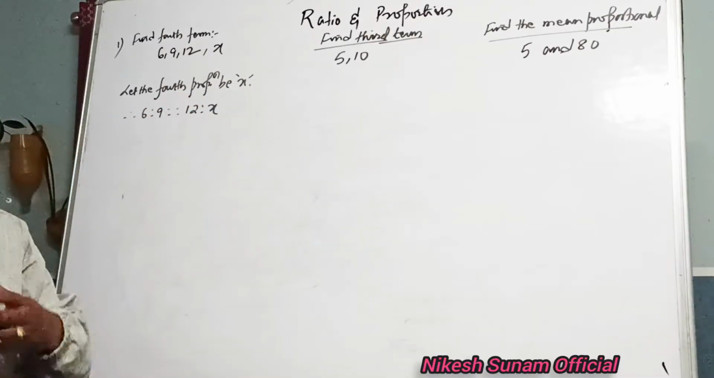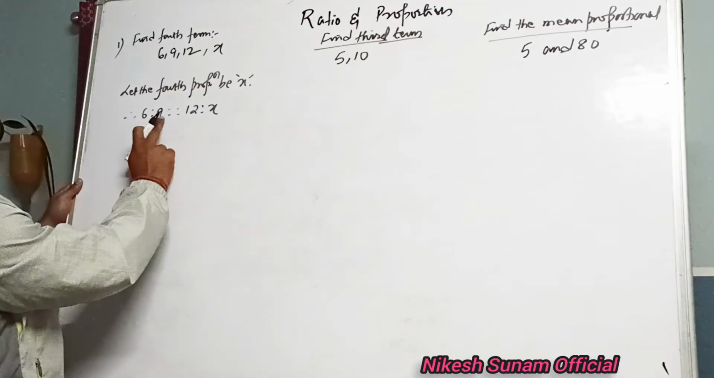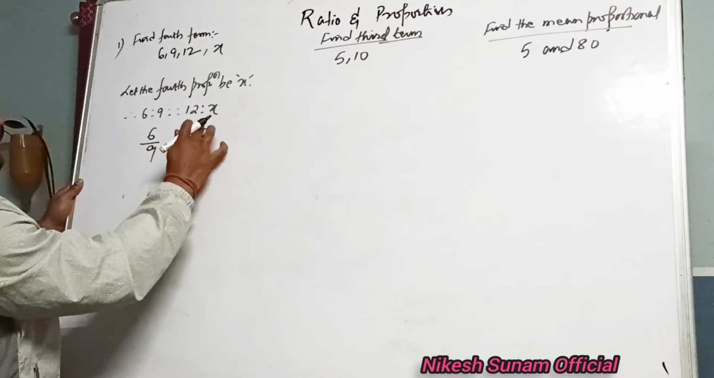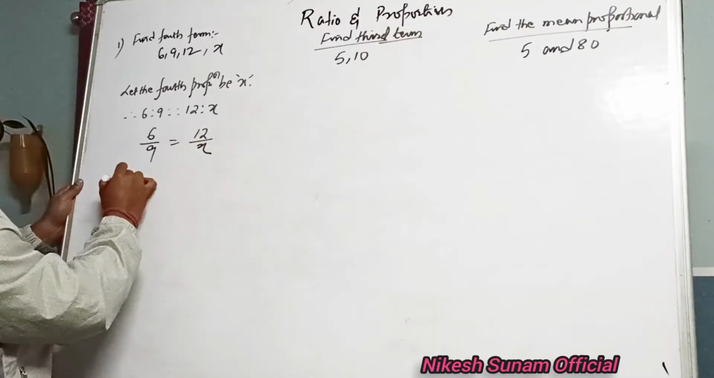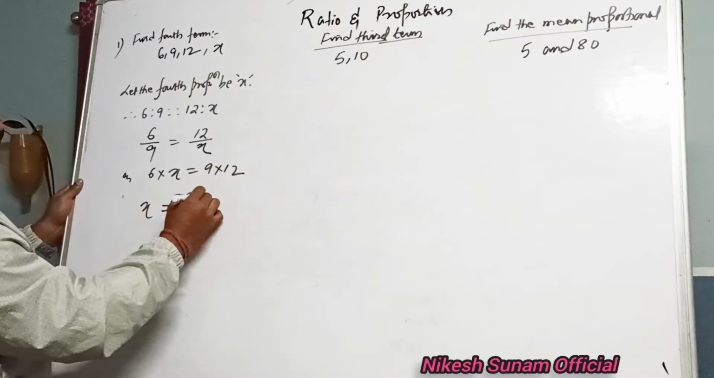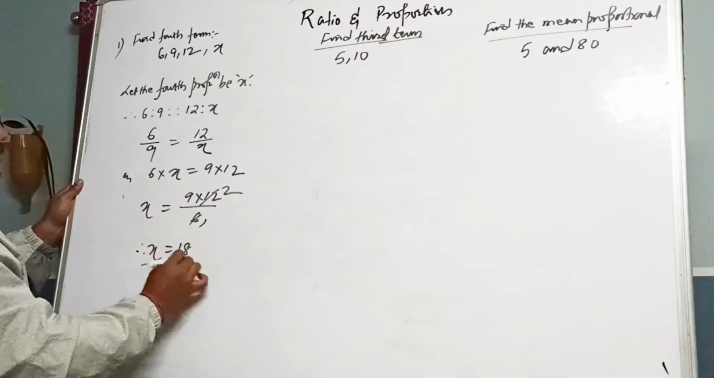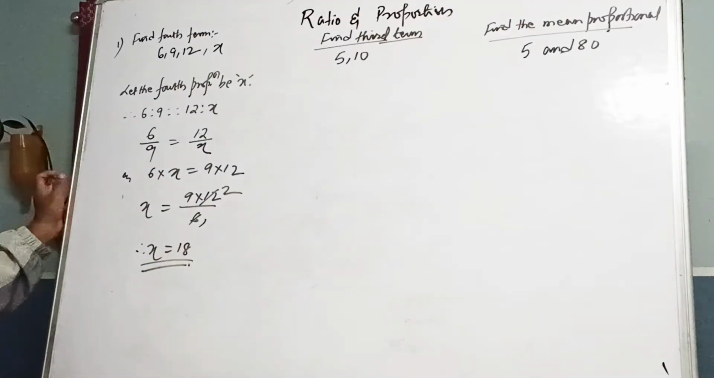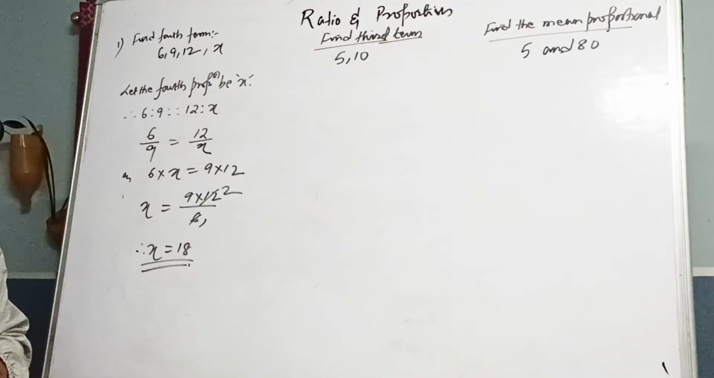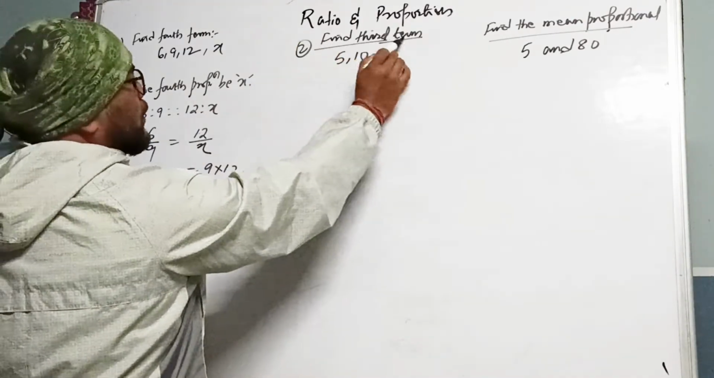The question has already given you that these 4 numbers are in proportional. So 6 is to 9 is directly proportional to 12 is to x. 6 by 9, 12 by x. You just first multiply it and you get the value of x, therefore x equals 18. So you can write that the value of the fourth proportional will be 18, so that the 4 numbers will be in proportional. The next question is here, find the third term.